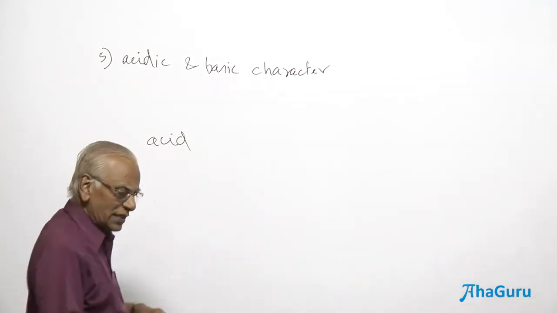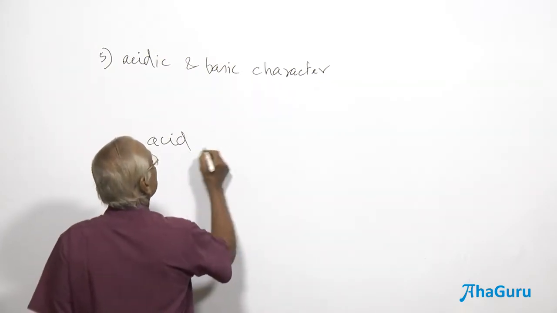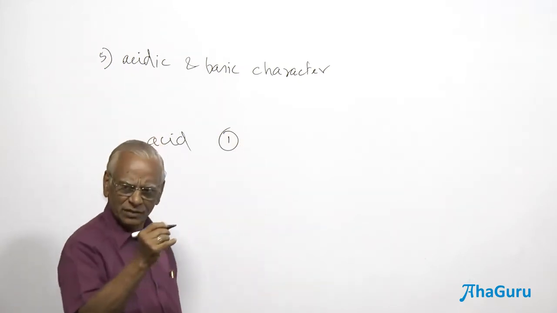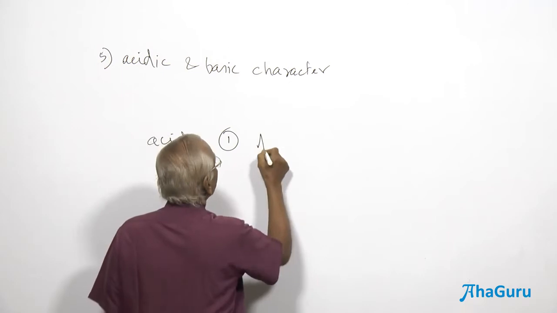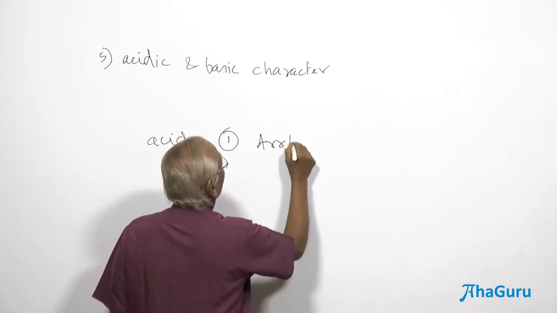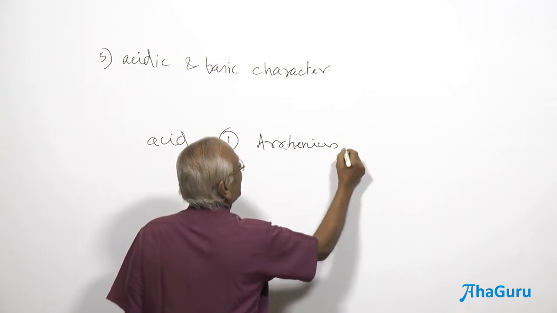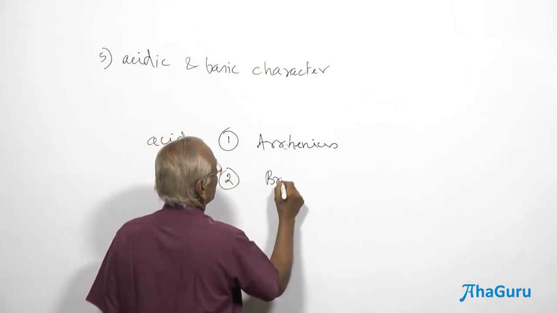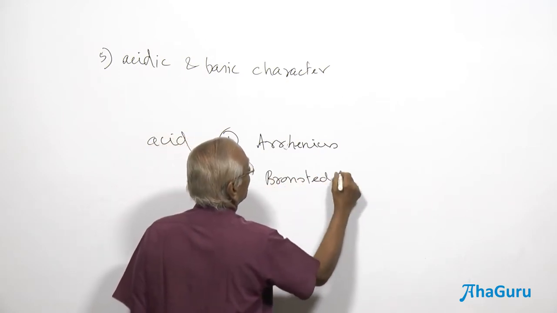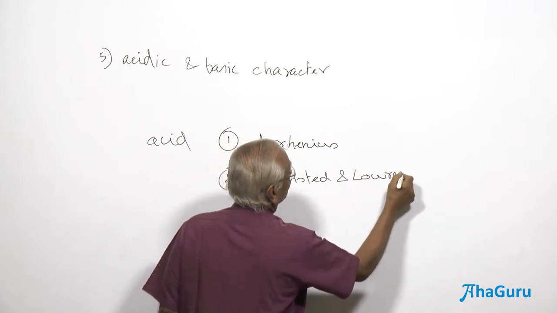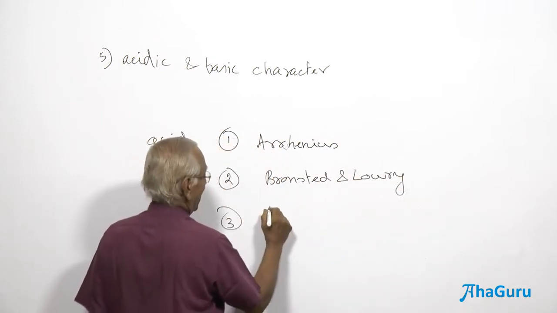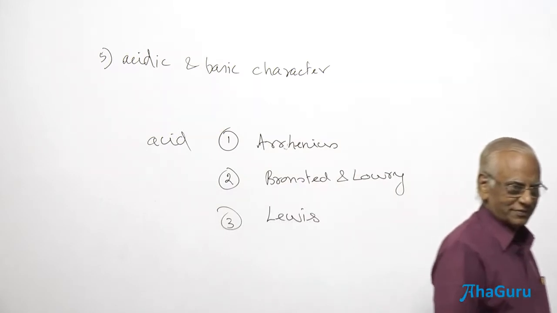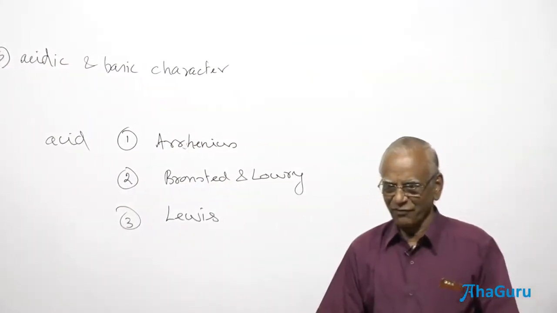What is an acid? What is an acidic property? Acids can be explained in terms of the definitions we saw: Arrhenius theory. Please write it. Arrhenius acids, Bronsted and Lowry acids, and Lewis acids. Who can define all the three?